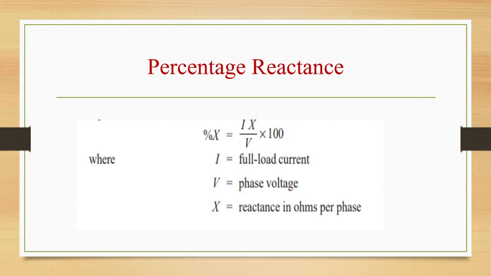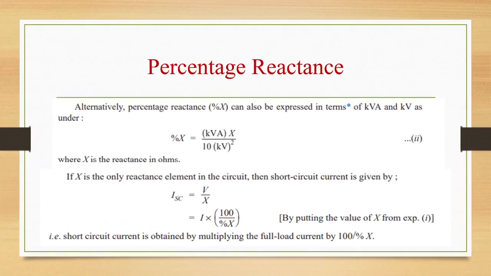What is I here? Full load current. What is V? Phase voltage. X, reactance in ohms per phase. Okay. Percentage reactance is given as Ix by V into 100. And percentage reactance can also be expressed alternatively in terms of kVA and kV. It is like this. That is percentage X is equal to kVA into X by 10 kV square. X is the reactance in ohms.